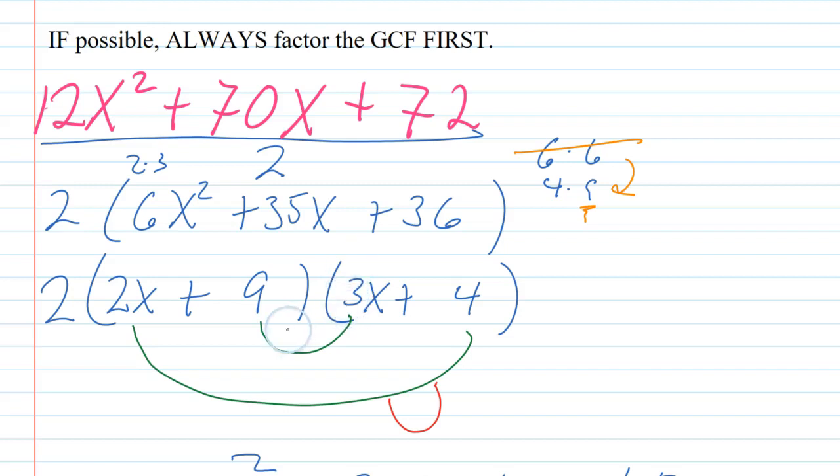9 times 3 is 27x. 2x times 4 is a positive 8x. 27 plus 8 is 35x positive. And that's what I needed, 35x. This is my answer.